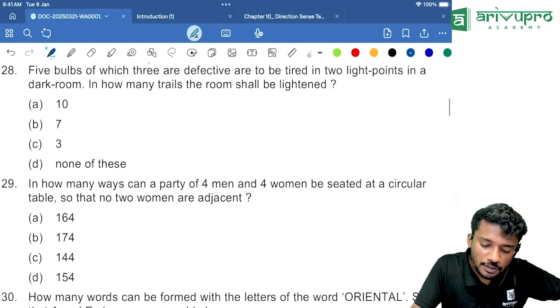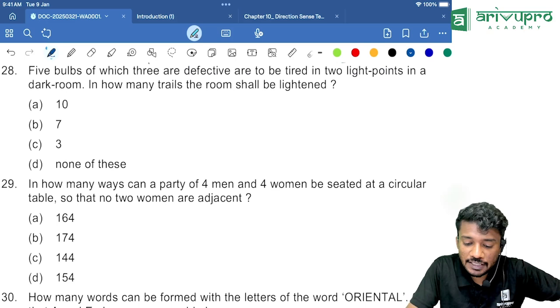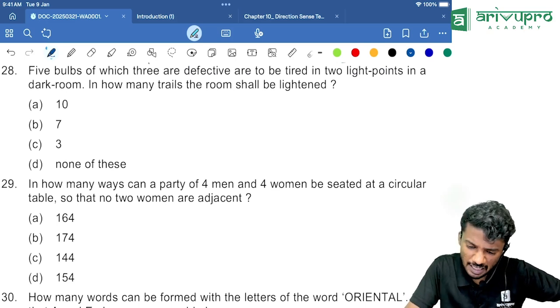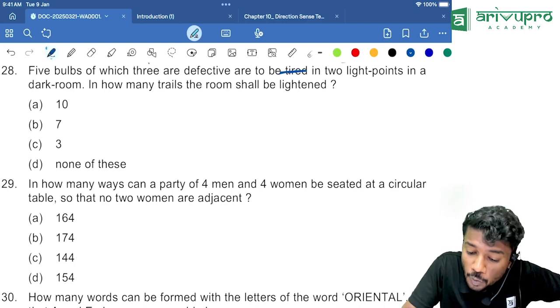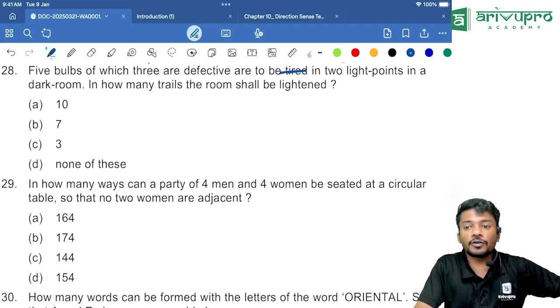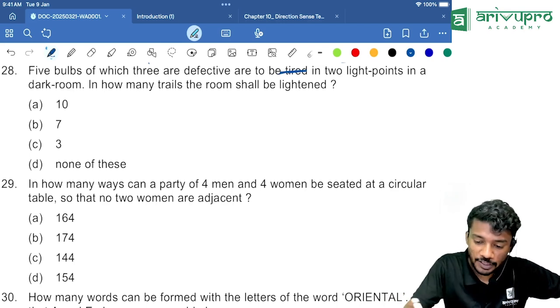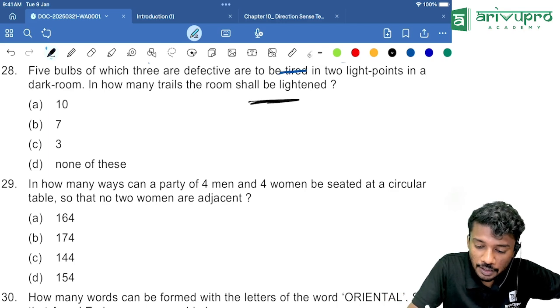5 bulbs of which 3 are defective are to be tied in 2 light points in a dark room. So what is a room? There is a dark room.